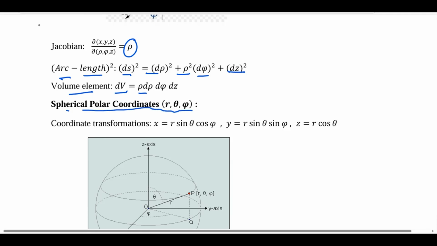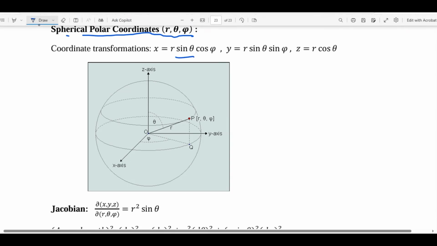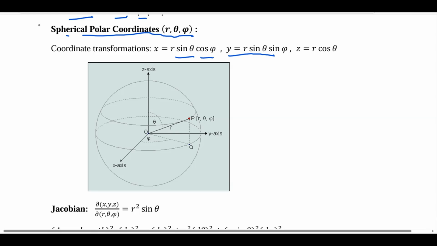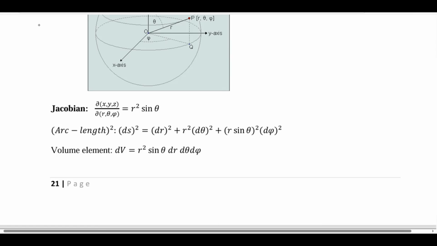Spherical polar coordinates r, theta and psi, where x equals r sin theta cos psi, y equals r sin theta sin psi, and z equals r cos theta. Then you have the Jacobian ∂(x,y,z)/∂(r,theta,psi), which equals r squared sin theta. Arc length squared is ds squared equals dr squared plus r squared d theta squared plus (r sin theta) squared d psi squared. Volume element will be dv equals r squared sin theta dr d theta d psi.